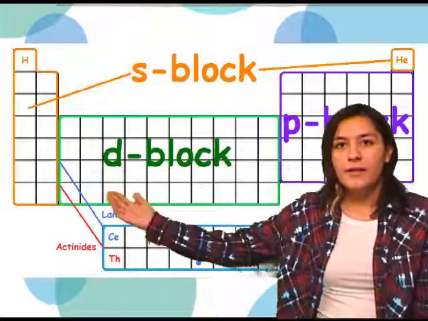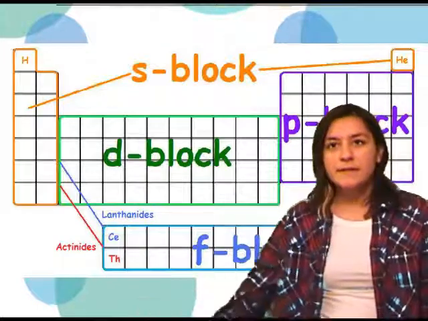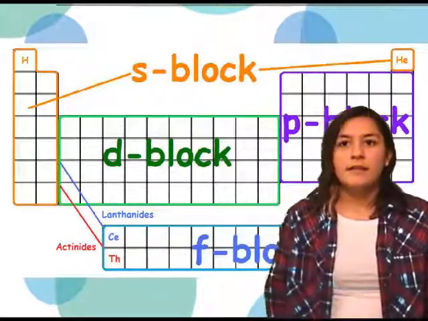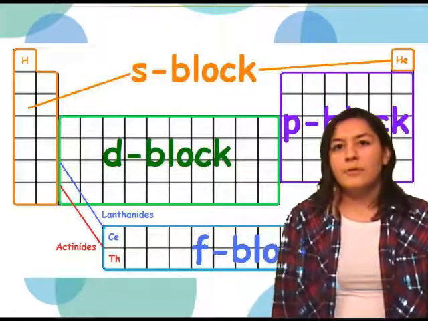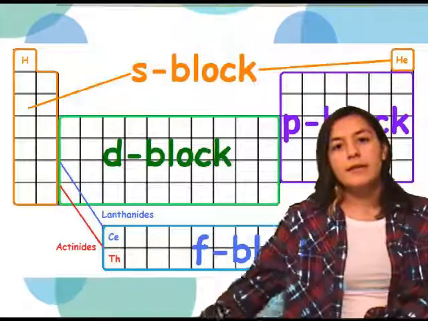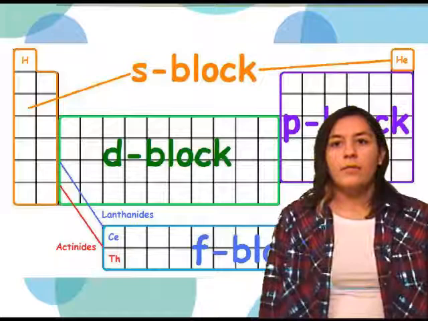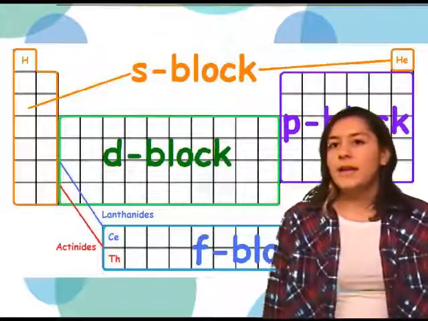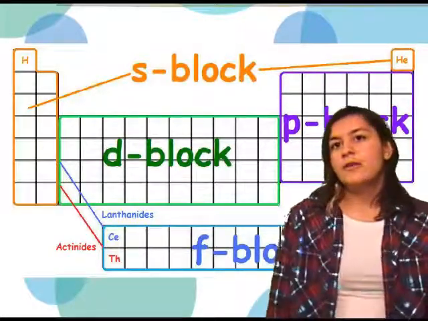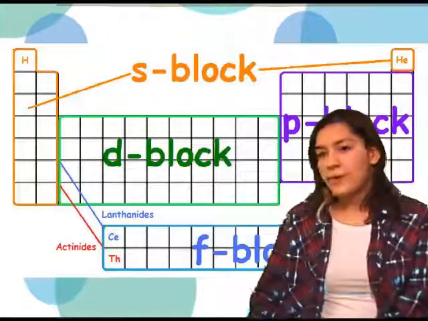It's really cool that we can figure this out, and it's really interesting because if you look at the first two columns, these would be the s-type orbitals, and then the columns 3 through 12 would be the d-type orbitals. Then 13 through 18 are the p, and the inner transition metals are the f-type.